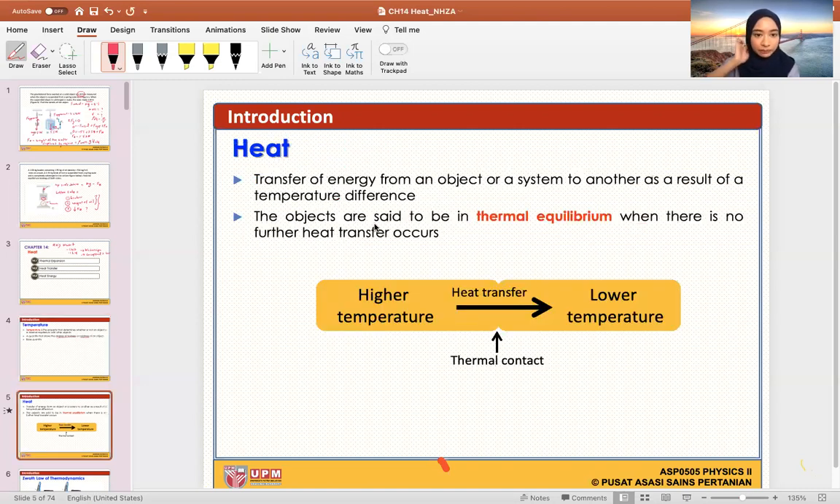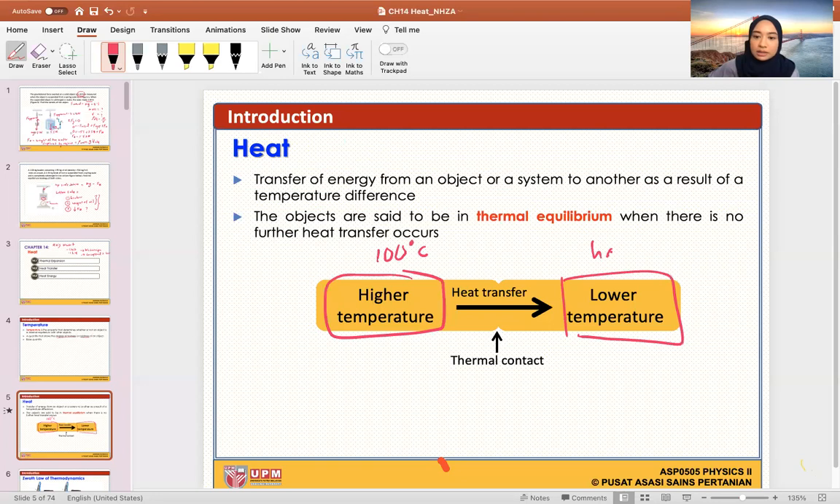Yes, okay, moving on. So transfer of energy from an object or a system to another as a result of temperature difference. Let's say this is object number 1, which has a high temperature, let's say 100 degrees Celsius. And this is your hand. Your hand is typically what? 37 degrees Celsius, assuming that you are not having a fever, right? You touch a 100 degrees object, what happens? You feel the hotness, you feel the high temperature, you feel sakit lah, right? It's painful to touch something that is very high temperature.